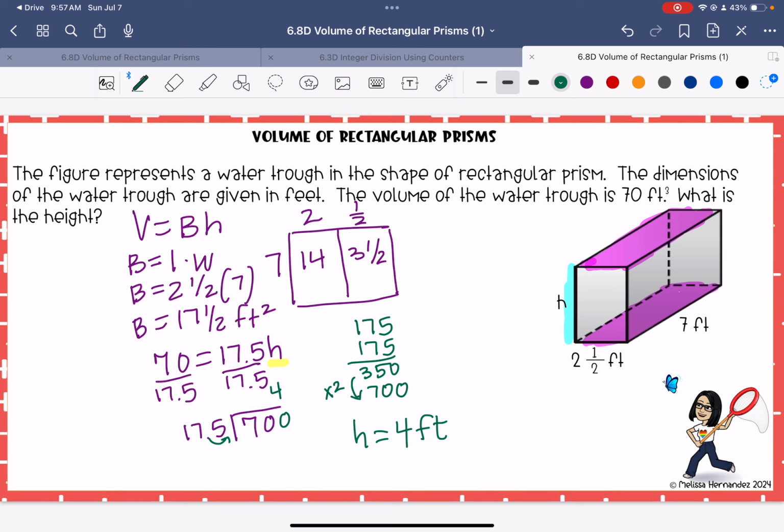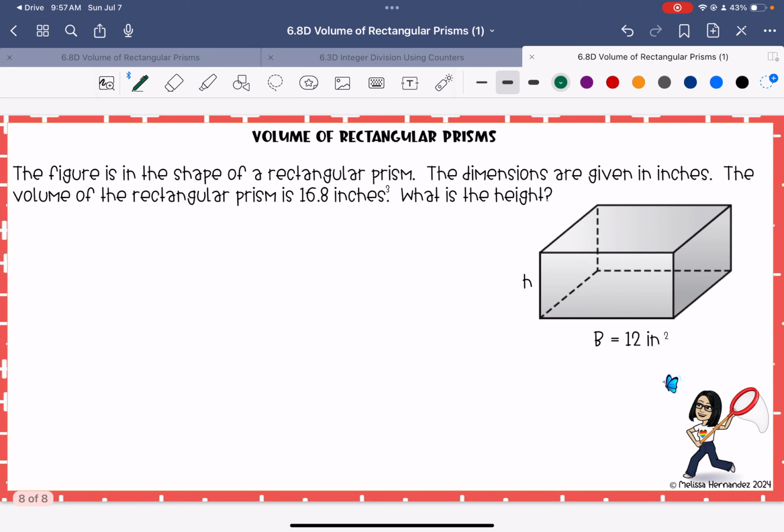All right, let's do one more problem in this video. The figure is in the shape of a rectangular prism. The dimensions are given in inches. The volume of the rectangular prism is 16.8 cubic inches or 16 8/10 cubic inches. What is the height? So in this problem that I created, I also decided just to make the top and the bottom the base.